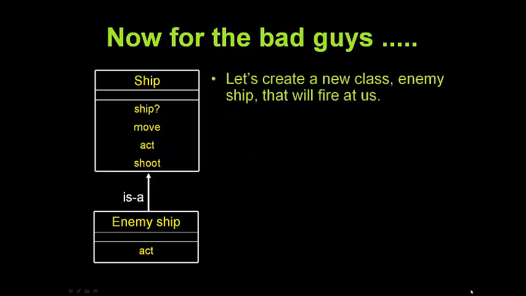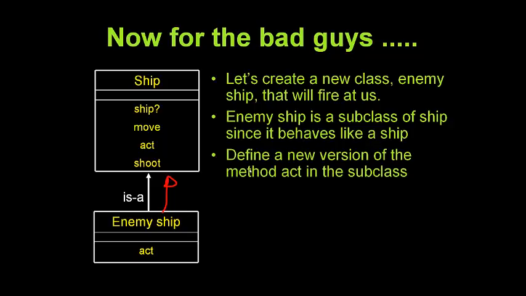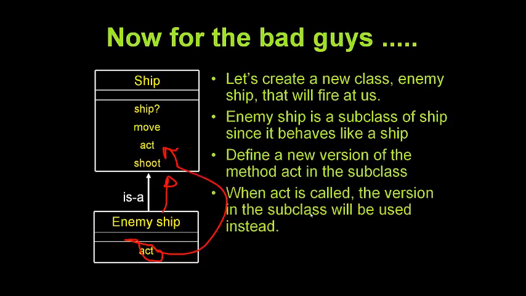So the bad guy is a new class of ships. It will fire at us. It's a subclass, so EnemyShip is a ship. And it turns out that the EnemyShip will act a bit differently. You will fire at you. And basically, instead of using this act, you will now use this act.